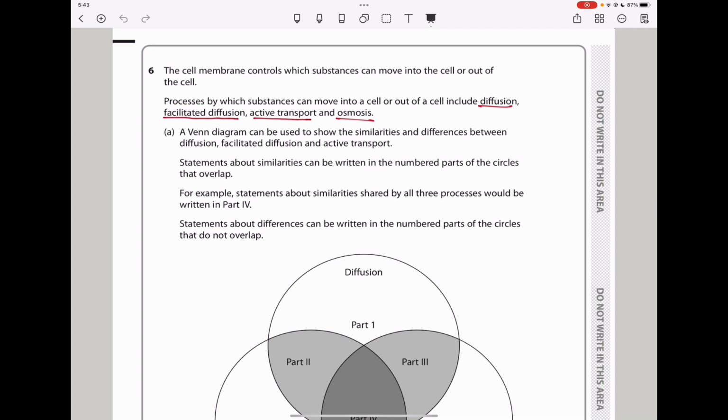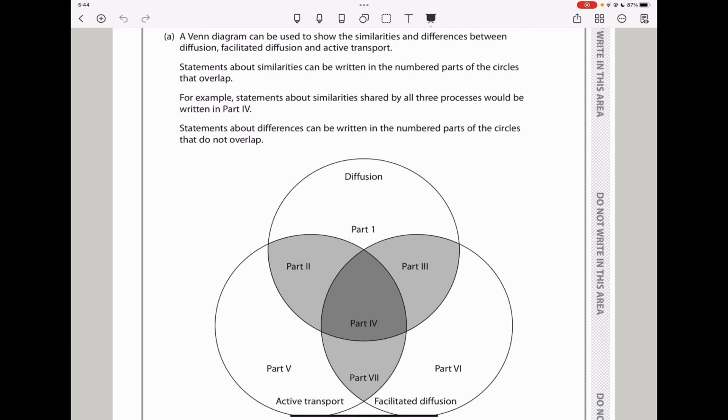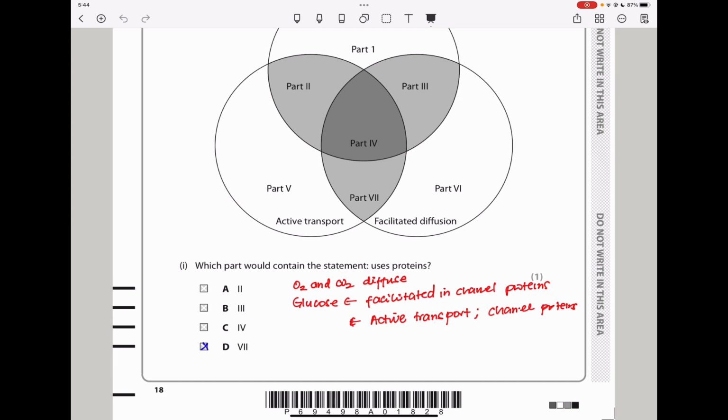For example, statements about similarities shared by all three processes would be written in part 4, we can see here. So this is shared by diffusion, active transport, and of course, facilitated diffusion. Statements about differences can be written in the numbered parts of the circles that do not overlap. So here they ask which part would contain the statement uses proteins.